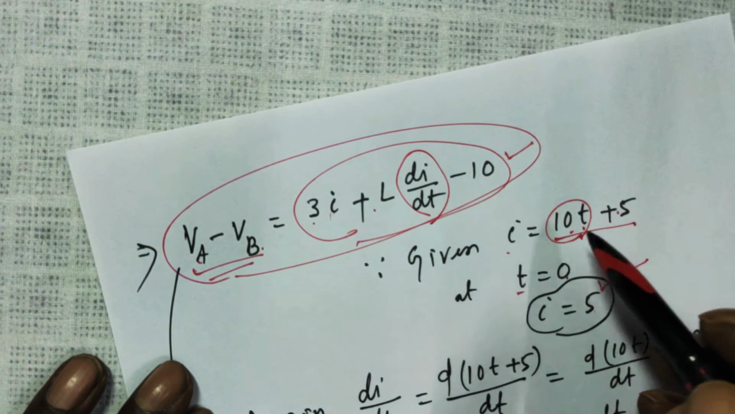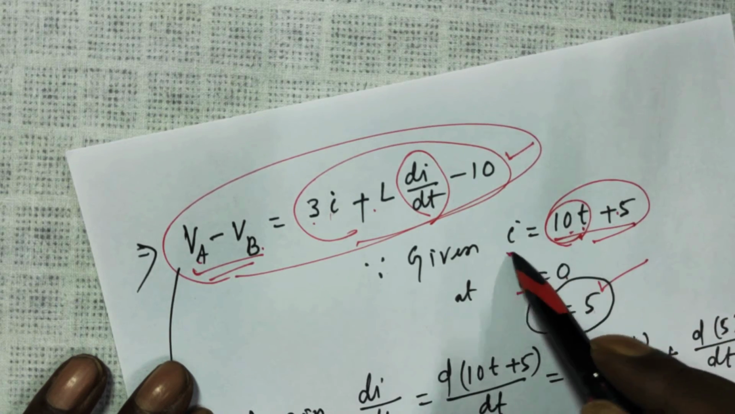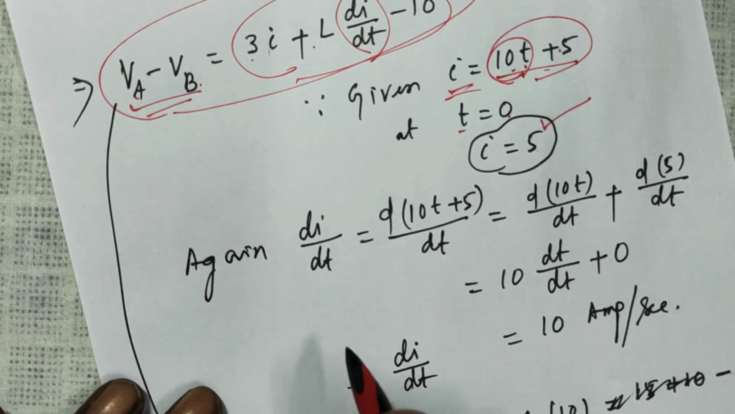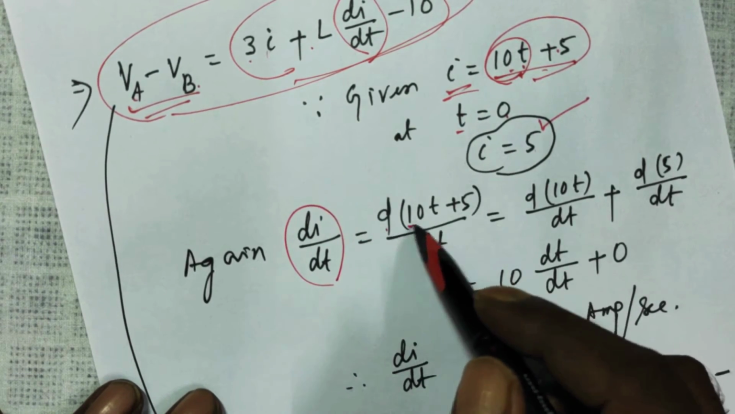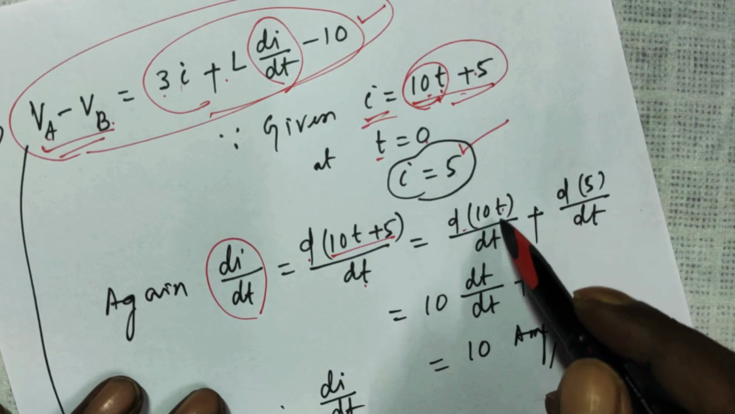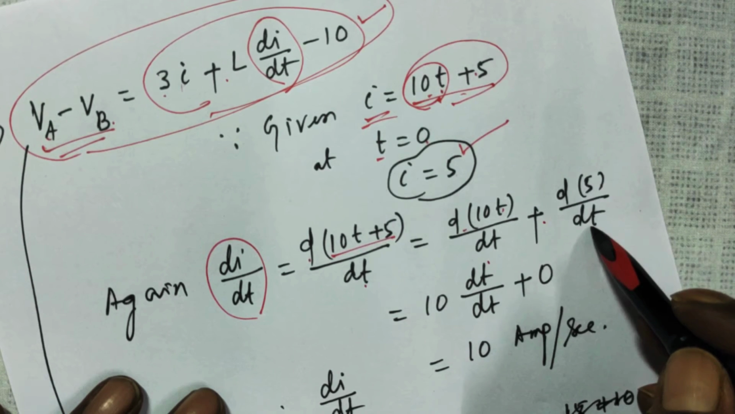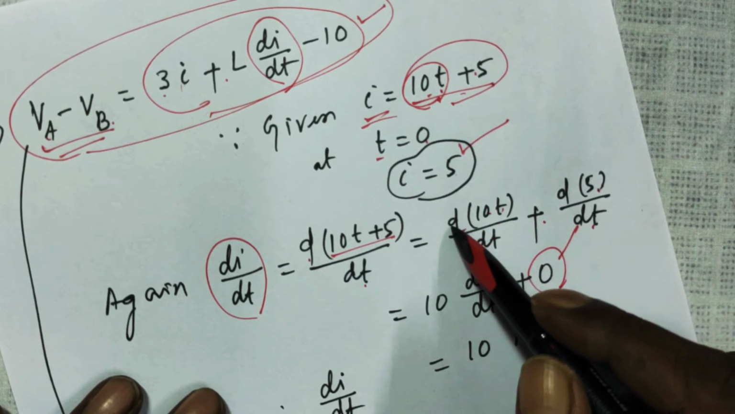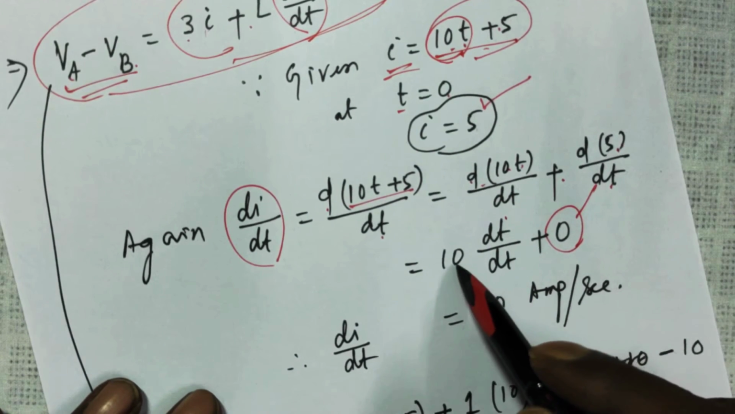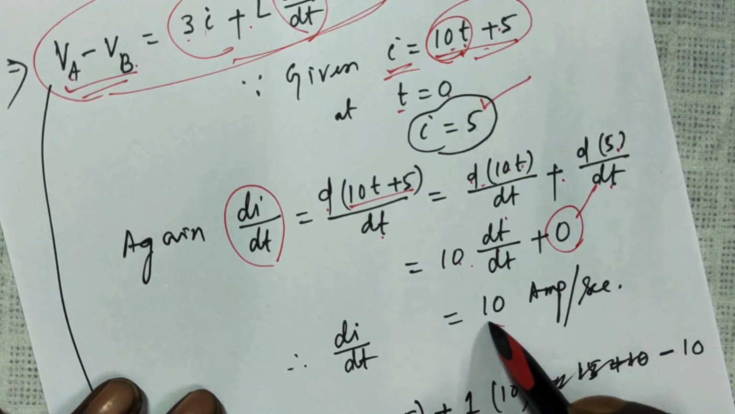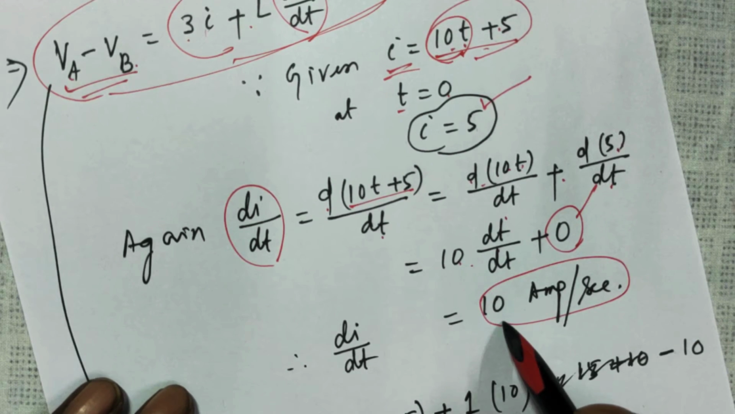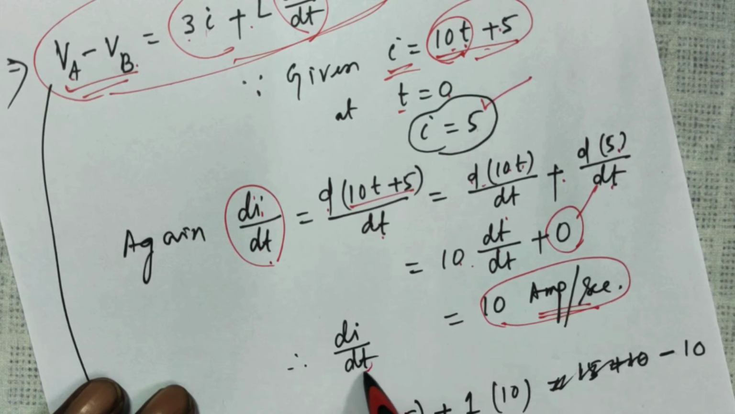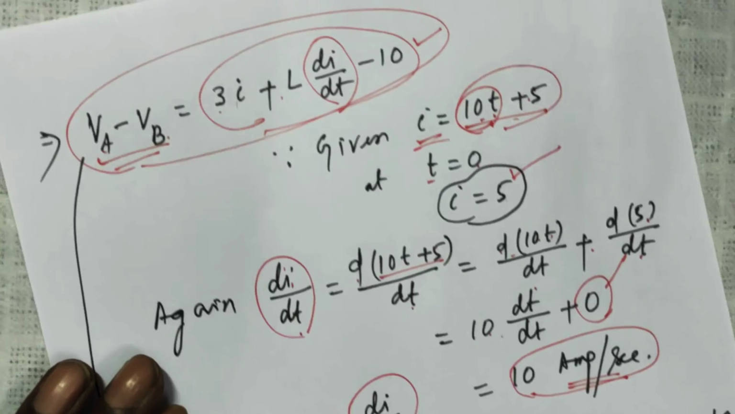Now, for this part, I have to differentiate this I with respect to time. So, again, dI by dt, derivative of I with respect to t, derivative of 10t with respect to t, derivative of 5 with respect to t, 5 is a constant, so this is 0. 10 is a constant taken out, dt by dt is 1, so 1 into 10 is 10 plus 0 is 10 ampere per second. Because it is dI by dt, current divided by time, so I have to write ampere per second. So dI by dt is 10 ampere per second.